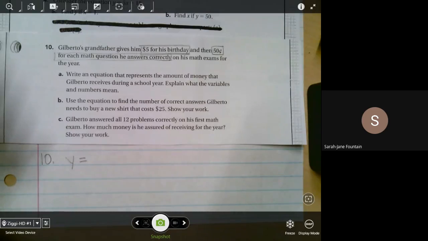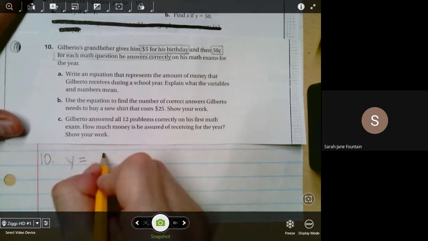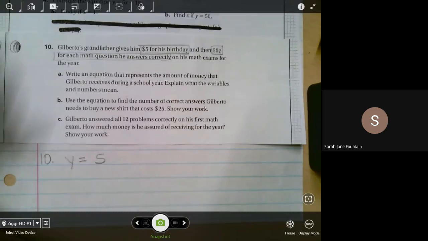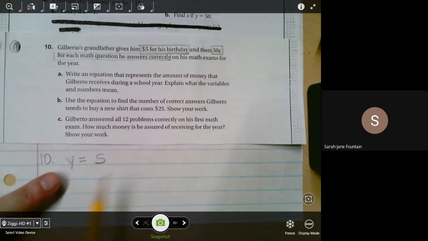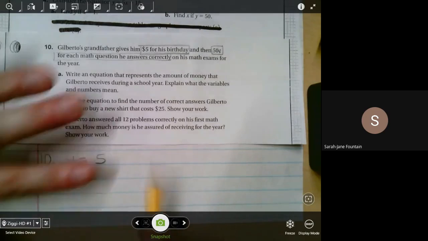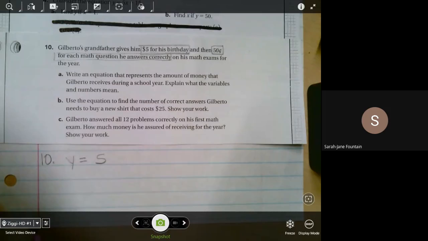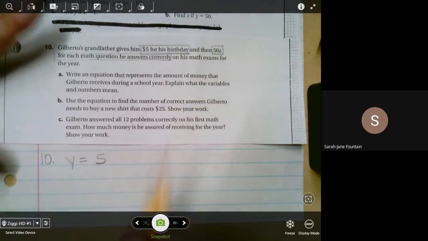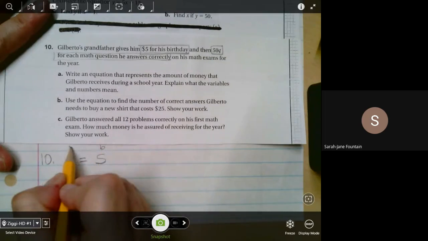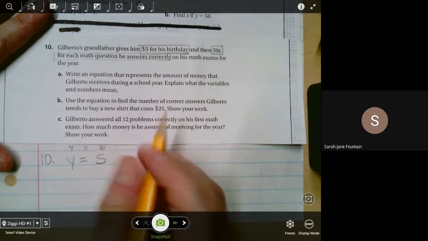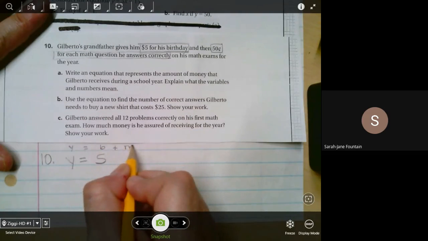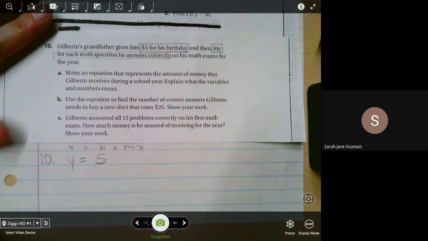So what does he earn? What's the first thing he earns? He earns $5 for his birthday. That is our flat rate. That is what y is going to be when x is 0. Okay? So that is our b. And this is our y. And this is going to be our slope and our x.